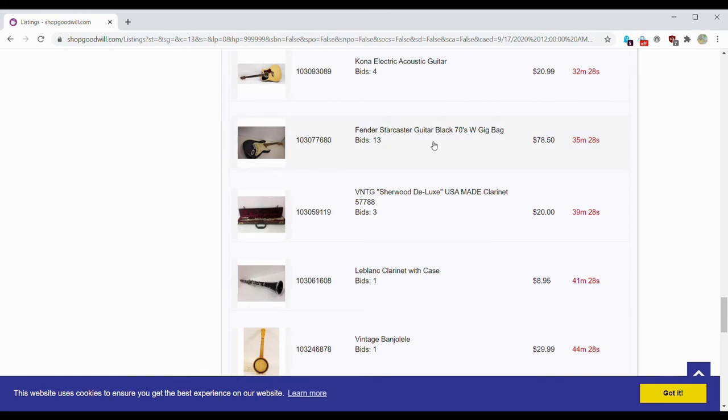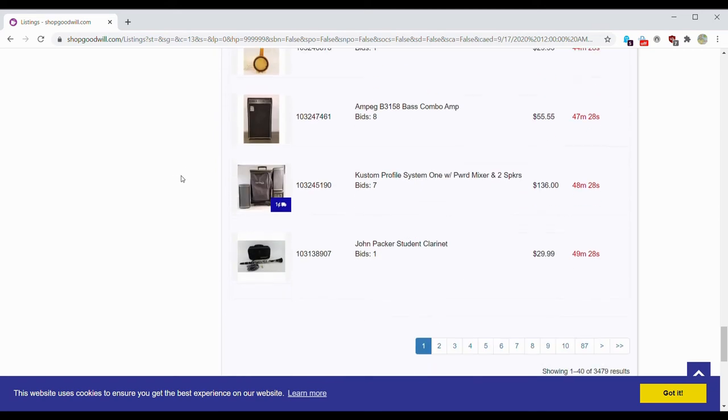This is a Fender Starcaster. Honestly, I would rather have a Squier, because these things are just freaking miserable. The Starcasters, I've never played a Starcaster that I actually enjoyed. Maybe some of you have, but I haven't. I thought it was all junk.